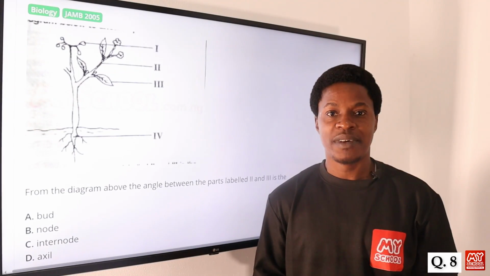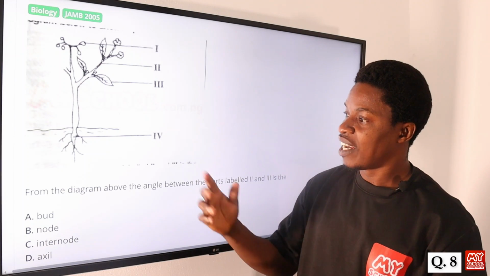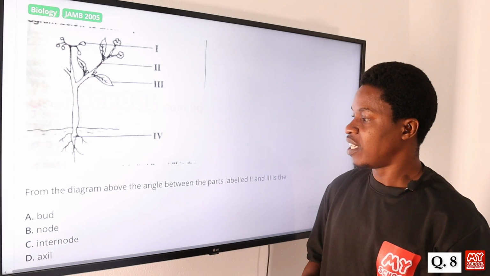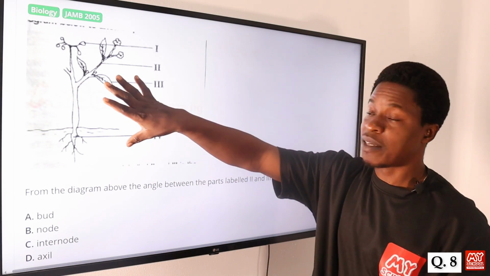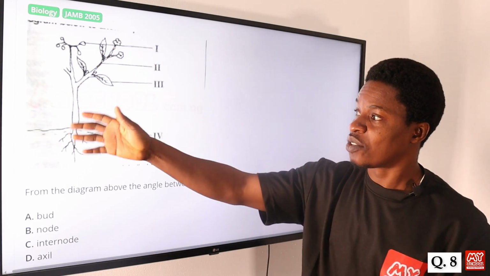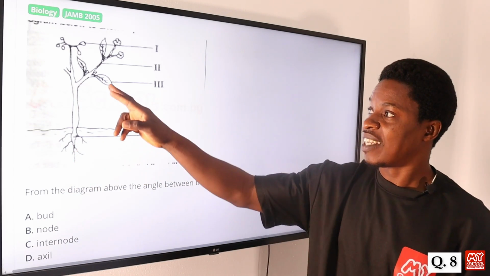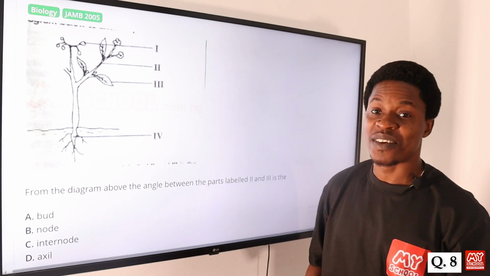Let's move on to question number 8. We have a diagram here. From the diagram above, the angle between the parts labeled 2 and 3 is the what? Of course, this is a plant. You can see that it's growing, and we have the roots here. Let's get a clearer diagram so that we can understand.